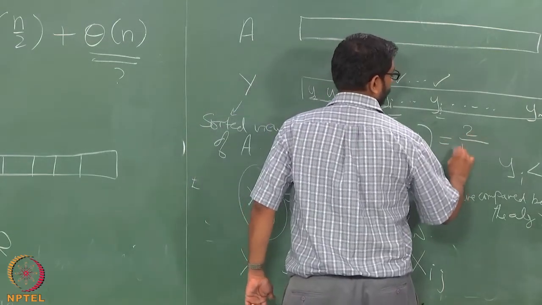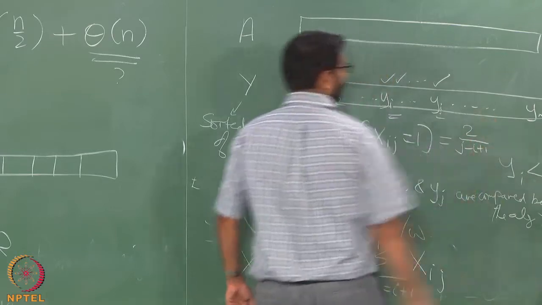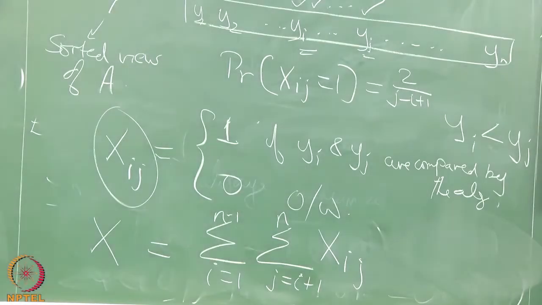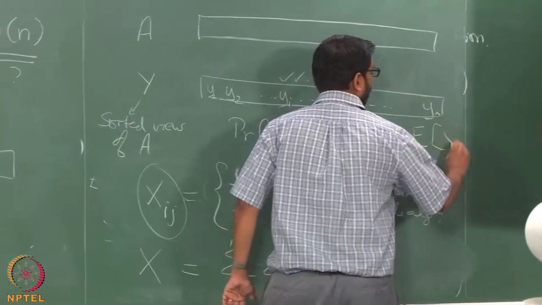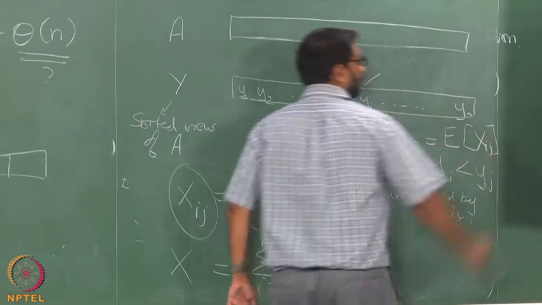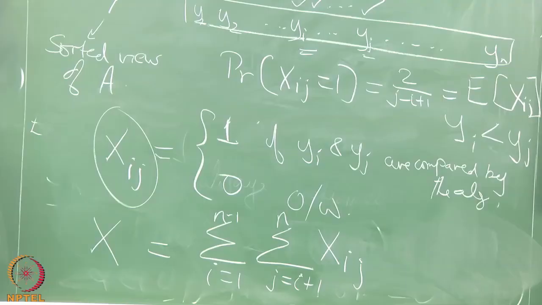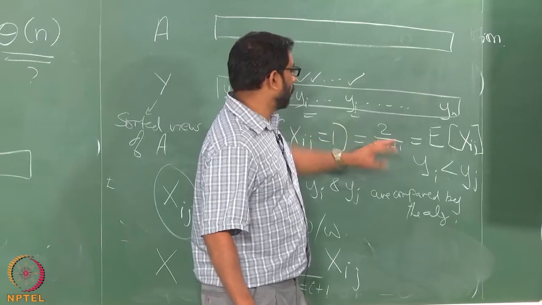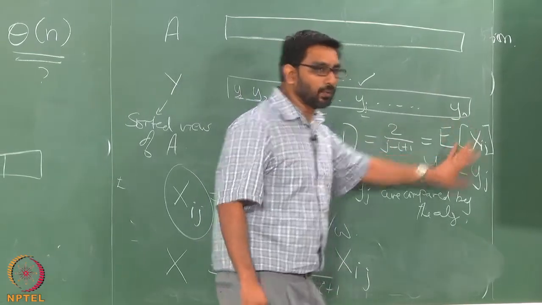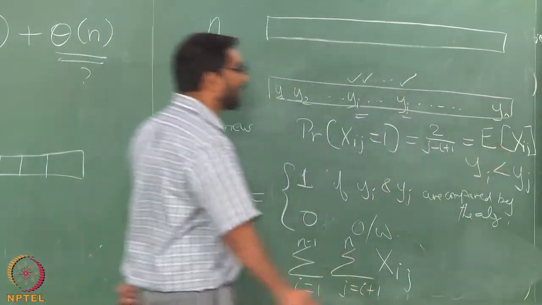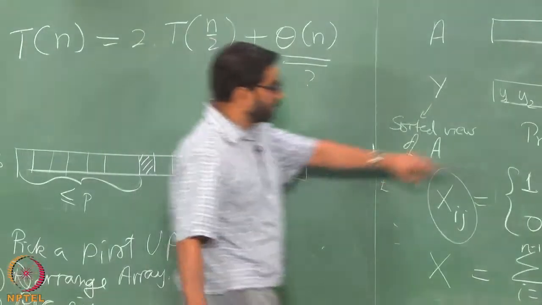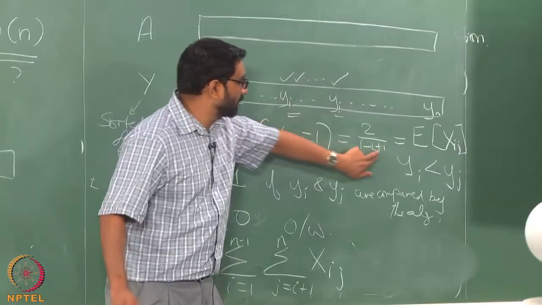Okay. And if you think about this, this is also the expected value of xij, because xij can be 1 with this probability and with probability 0 with the remaining probability. So the expected value of this random variable xij will be nothing but 2 over j minus i plus 1.